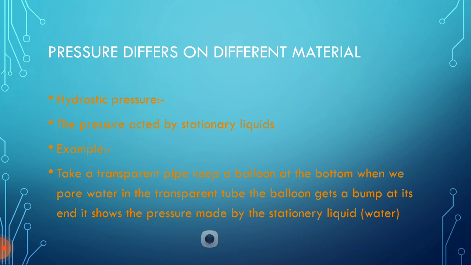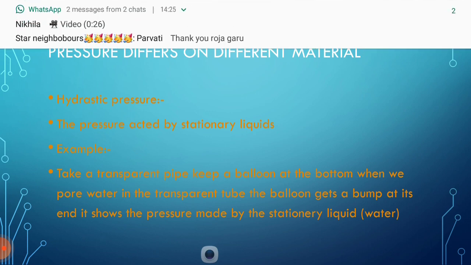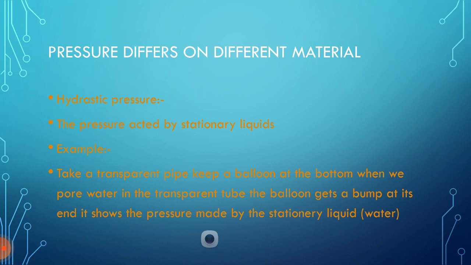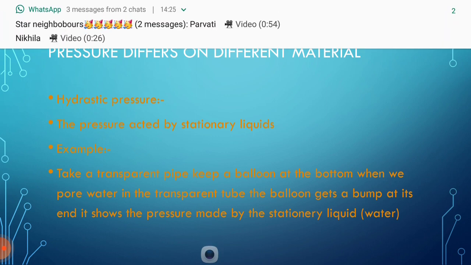Here they speak of hydrostatic pressure, the pressure acting on stationary liquids. What are stationary liquids? Common liquids, all the liquids we use, are known as stationary liquids. The example they gave: take a transparent pipe and keep a balloon at the bottom. When we pour water in the transparent tube, the balloon gets a bump at its end. It shows the pressure made by the stationary liquid, water.